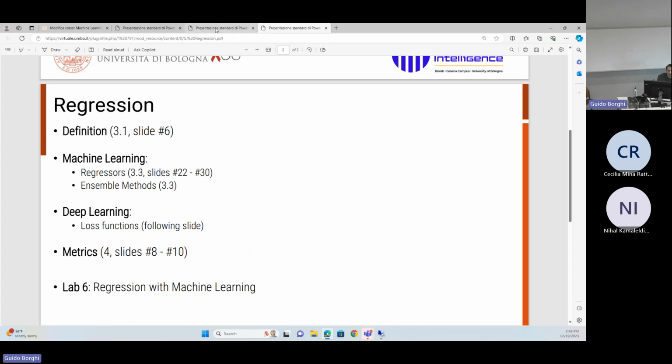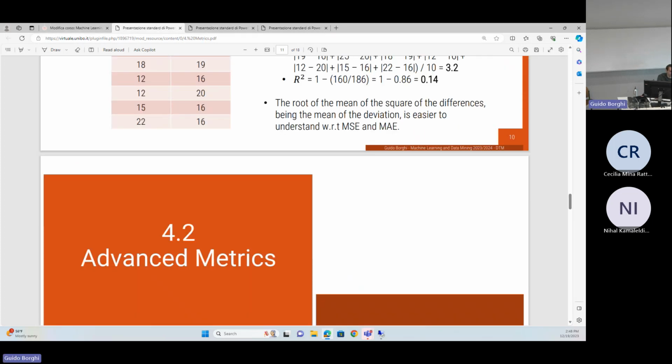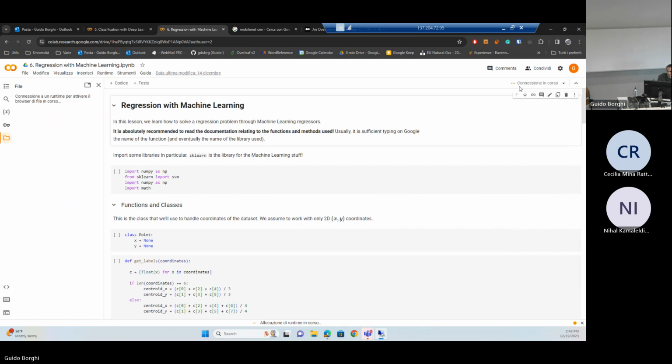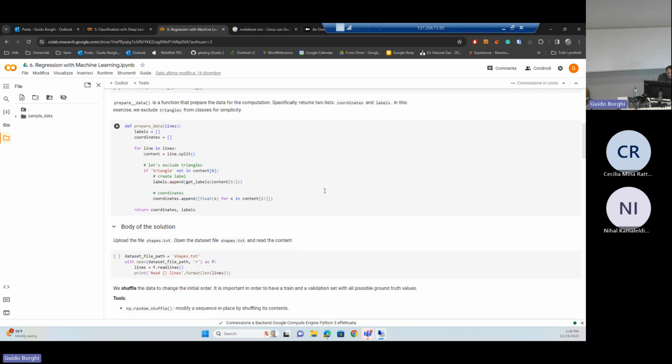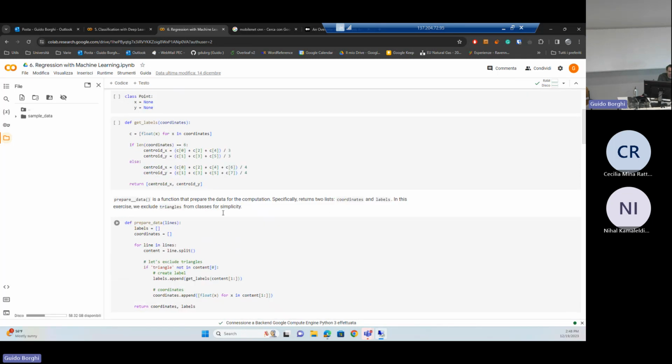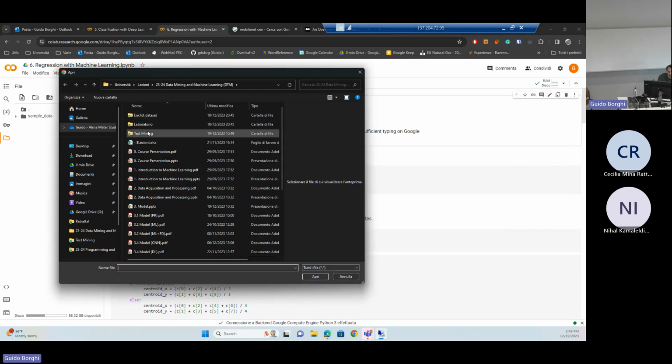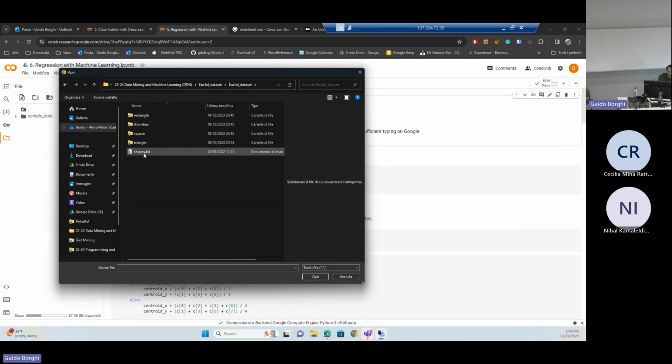If you open column number 6, where I put the citation, we can see the regression with machine learning. So we can activate the virtual machine. In this case, if I remember well, you have to upload the shapes.txt file, not all the zip folder, but only the shapes.txt file, so the Euclid dataset here and the shapes.txt file.